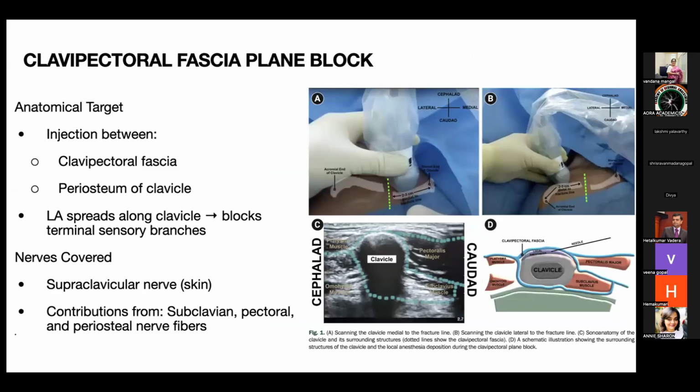For the clavipectoral fascia plane block, the anatomical target is injection between the clavipectoral fascia and the periosteum of the clavicle. The local anesthetic spreads along the clavicle and blocks the terminal sensory branches. The nerves covered are the supraclavicular nerve, and contributions from the subclavian and pectoral nerves and the periosteal nerve fibers are also present.